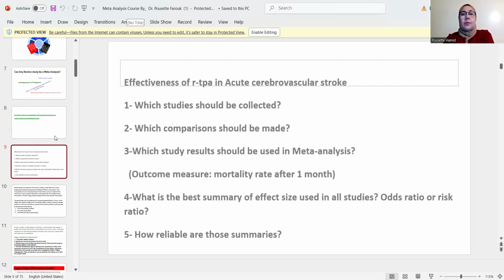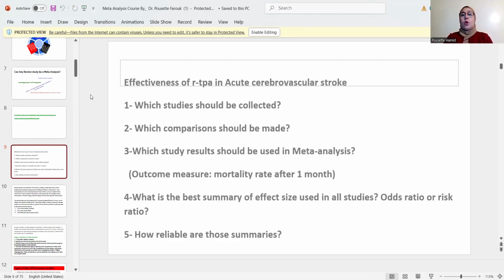Now let me tell you a very good example about meta-analysis. Suppose that I'm going to start again from the beginning with you. I will choose a topic and I will see what are the steps of implementation of meta-analysis step by step. My topic is the effectiveness of rtPA in acute cerebrovascular stroke. Acute, hyperacute ischemic cerebrovascular stroke and the use of thrombolysis in this stroke. So this is my broad idea and this is the first topic I will start with.